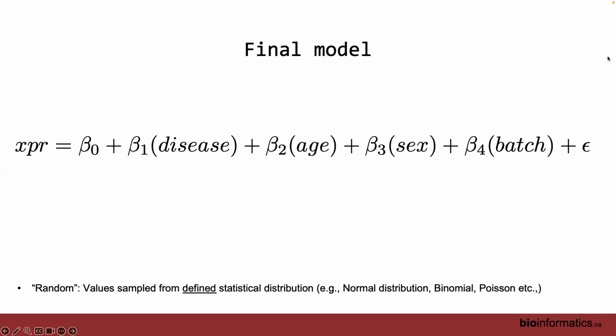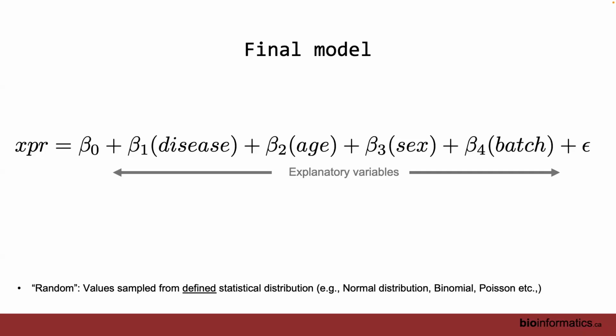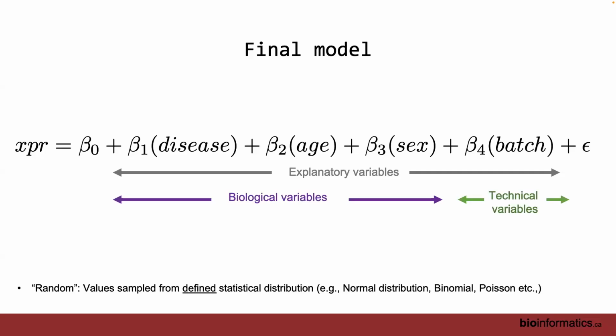So any questions at this point? Okay, good. Explanatory variables: it's increased. It's gone from disease to all the others. These are the biological variables. These are the technical variables. And that's your random variation. Okay.